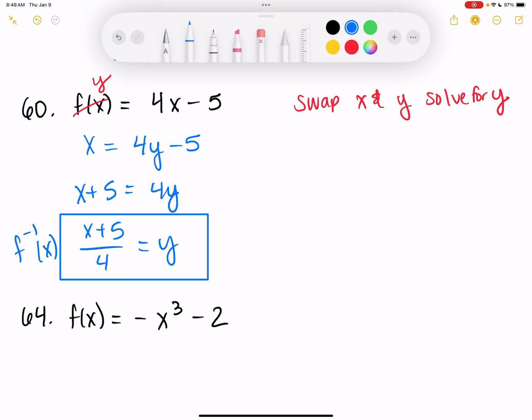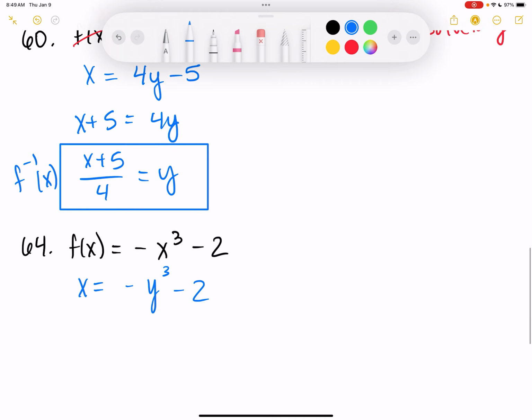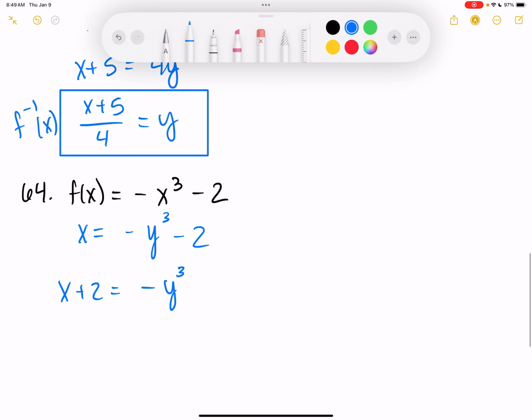All right, so swap x and y first. So x equals negative y cubed minus 2. Now I need to get y by itself. I'm going to add the 2. So x plus 2 equals negative y cubed. Divide by the negative now. So I'm going to have negative x minus 2 equals y cubed.